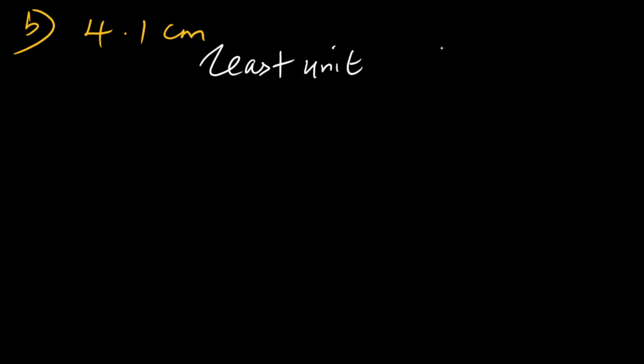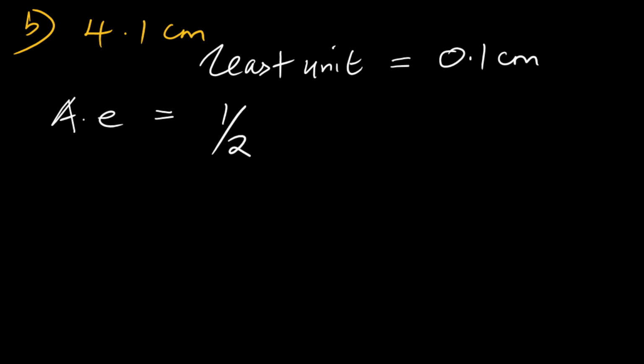Let's go to the second example. 4.1 centimeters. We want to get the absolute error in 4.1 centimeters. This is how we do it. The least unit of measurement in 4.1 is 0.1 centimeters. Therefore, absolute error will be given by a half times the least unit of measurement, which is 0.1, and the absolute error will be 0.05.